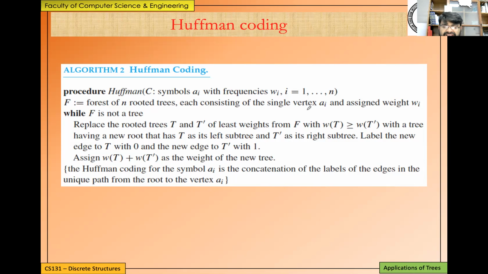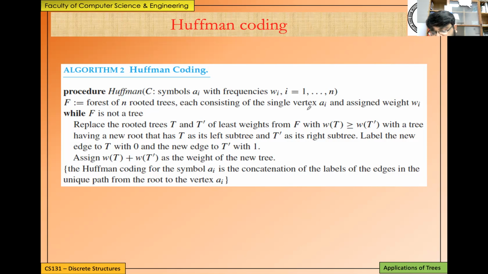We replace the rooted trees T and T bar of least weights from F, with W(T) greater than or equal to W(T bar), with a tree having a new root that has T as its left subtree and T bar as its right subtree. So you basically add a new vertex, and T and T bar are the ones that have got the least weights. You put them as left and right subtrees of this new tree. Label the new edge to T with a 0 and the new edge to T bar with a 1. So the left side is now 0, the right side is 1.